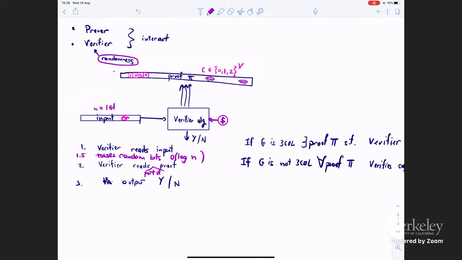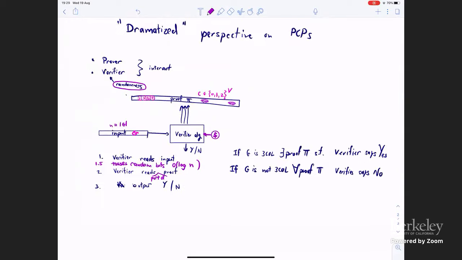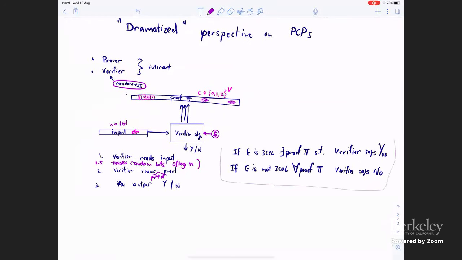So really, you should think of what the verifier is doing as a distribution over many different verifiers, depending on the random bits. This randomized verifier is a distribution over the different ways the coin tosses fell. For each different coin toss, the verifier ends up deciding yes or no. So in the end, I need to think about the probability that the verifier said yes and the probability that it said no. So now if I go to these conditions, previously we said if G is three colorable, there exists a proof pi such that the verifier says yes.